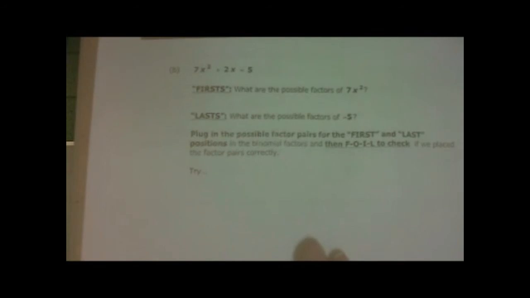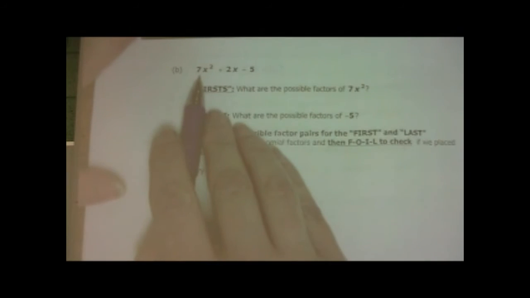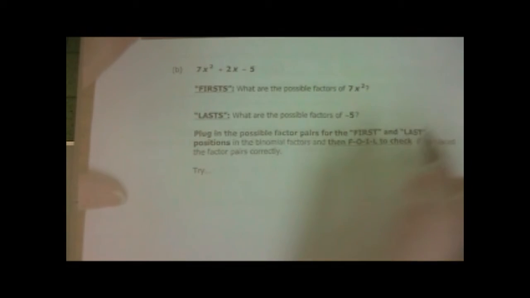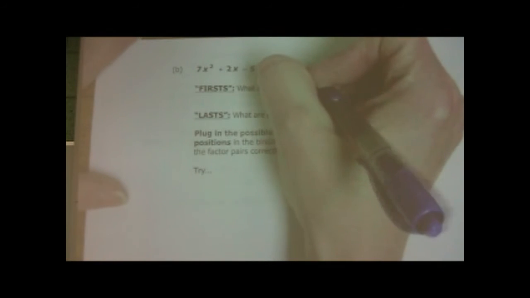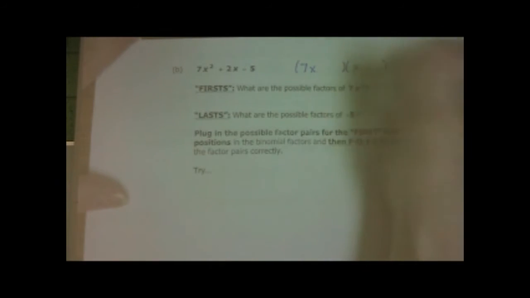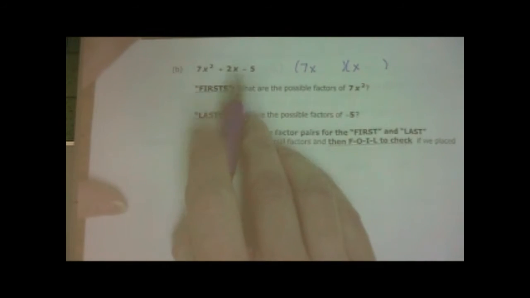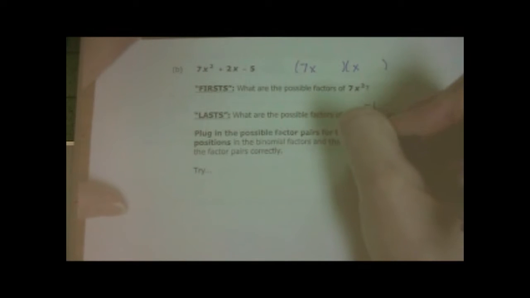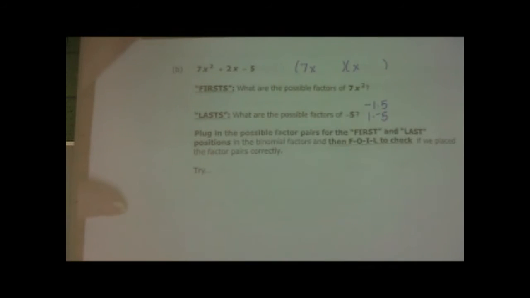I've got 7x squared plus 2x minus 5. And again, the only way I can get 7x squared is from 7x and x. So this is going to be easy to start. And I need things that multiply to negative 5. So negative 1 and 5, or 1 and negative 5. And in the middle, I need to add up to 2.